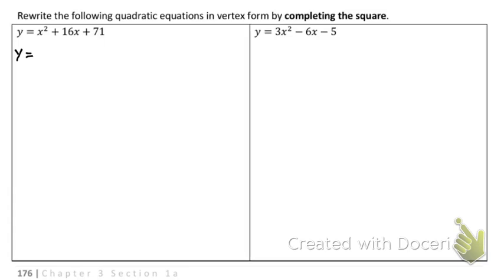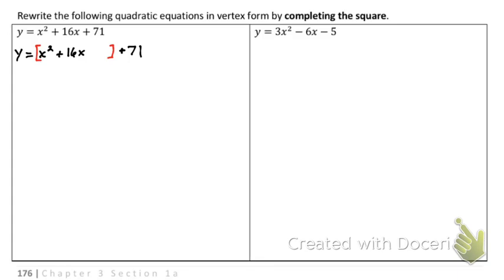We're going to write this as y equals, and what we're going to do is think about this x squared plus 16x all by themselves. I'm going to leave a little blank here. We could put little brackets. I just wanted something to symbolize that I'm thinking of them differently than that plus 71. I'm thinking of them differently because that's what I want to complete the square for: x squared plus 16x.